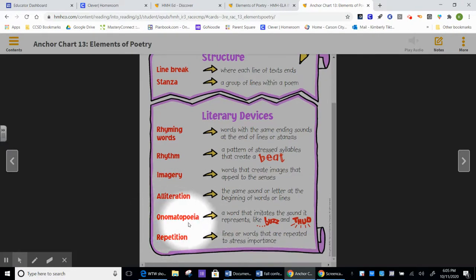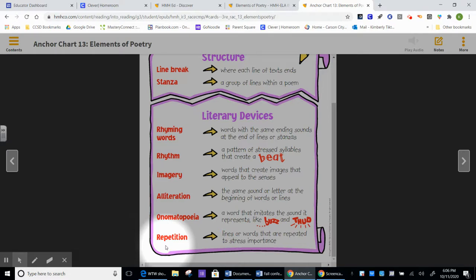Onomatopoeia, that's the one that's fun to say. And that's the one where the word imitates the sound that it represents, like buzz and thud or bang. Repetition is another literary device that poets use. Lines or words are repeated to stress importance. And that helps emphasize maybe a particular idea or word.